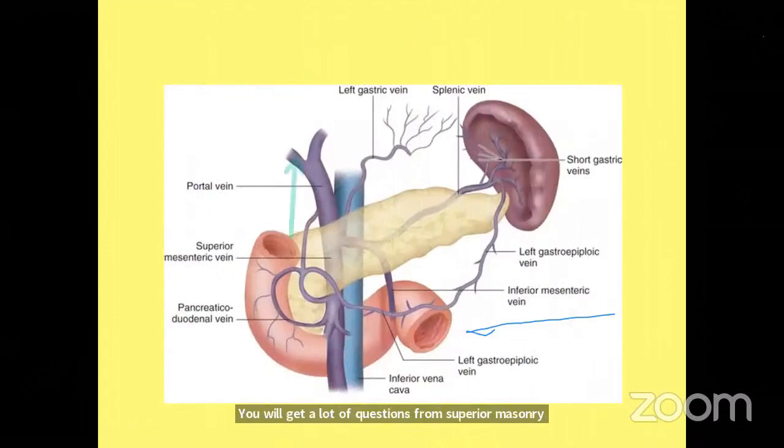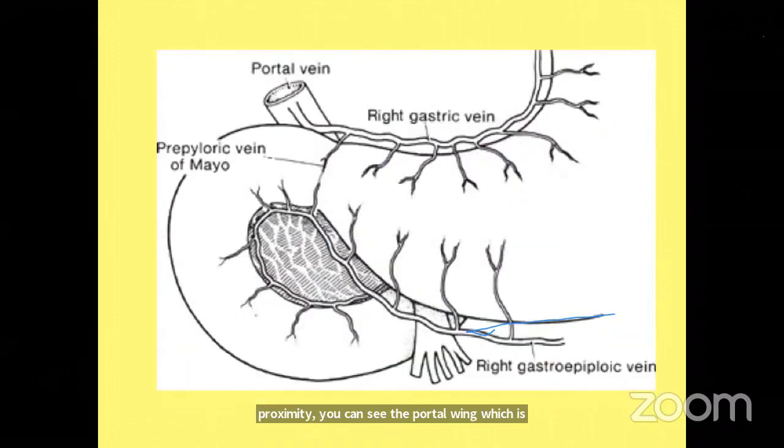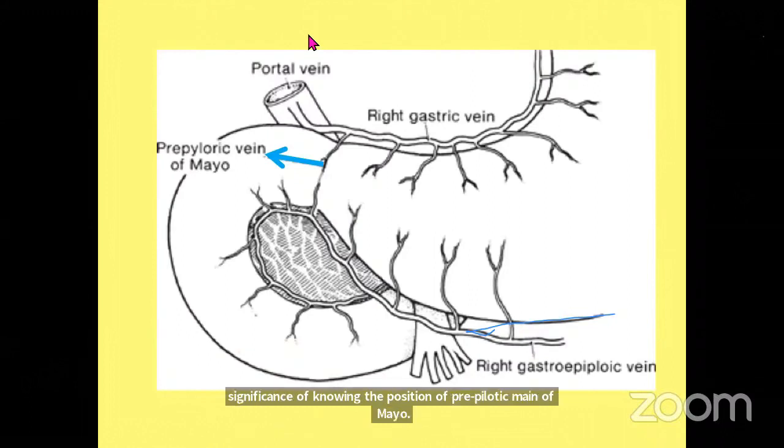Now, coming to the other structures seen in proximity, you can see the portal vein, which is formed by the union of splenic and superior mesenteric vein. Now, prepyloric vein of Mayo. How is it clinically related? What is the significance of knowing the position of prepyloric vein of Mayo? Will it help the surgeons to identify any part?